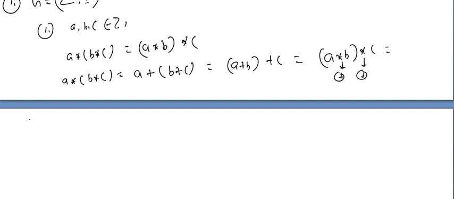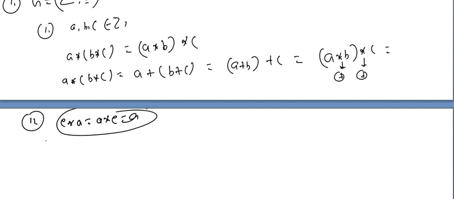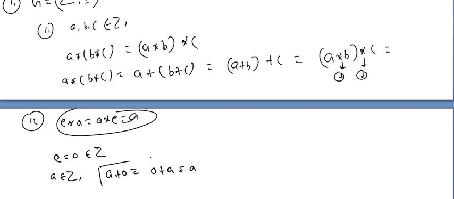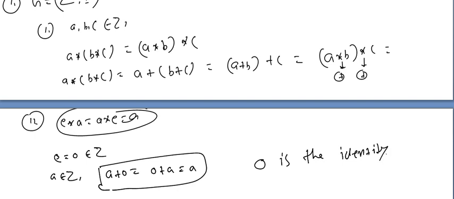Now what is the second condition? There exists an element E such that E star A is equal to A star E is equal to A. So in addition, just think, what is that element? If we pick 0, which belongs to Z, the integers, suppose I am taking E equal to 0. So for any A belonging to Z, A plus 0, or 0 plus A, is nothing but A. It is satisfying the condition for existence of the identity element, that is, 0 is the identity element.